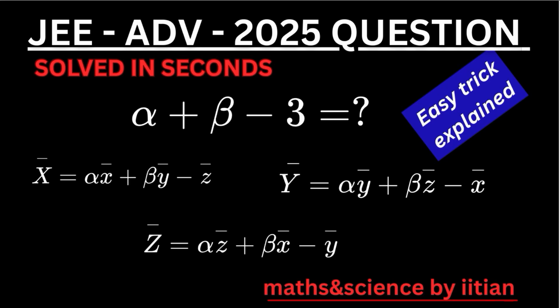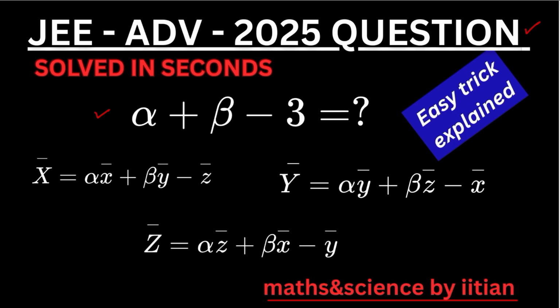Today in this lecture I will be solving a typical JEE Advanced 2025 question which involves both matrix properties and also vector properties. We have to find out the value of alpha plus beta minus 3 is equal to how much. I will give a fantastic trick for this, how to solve this problem, so that you can solve in seconds.